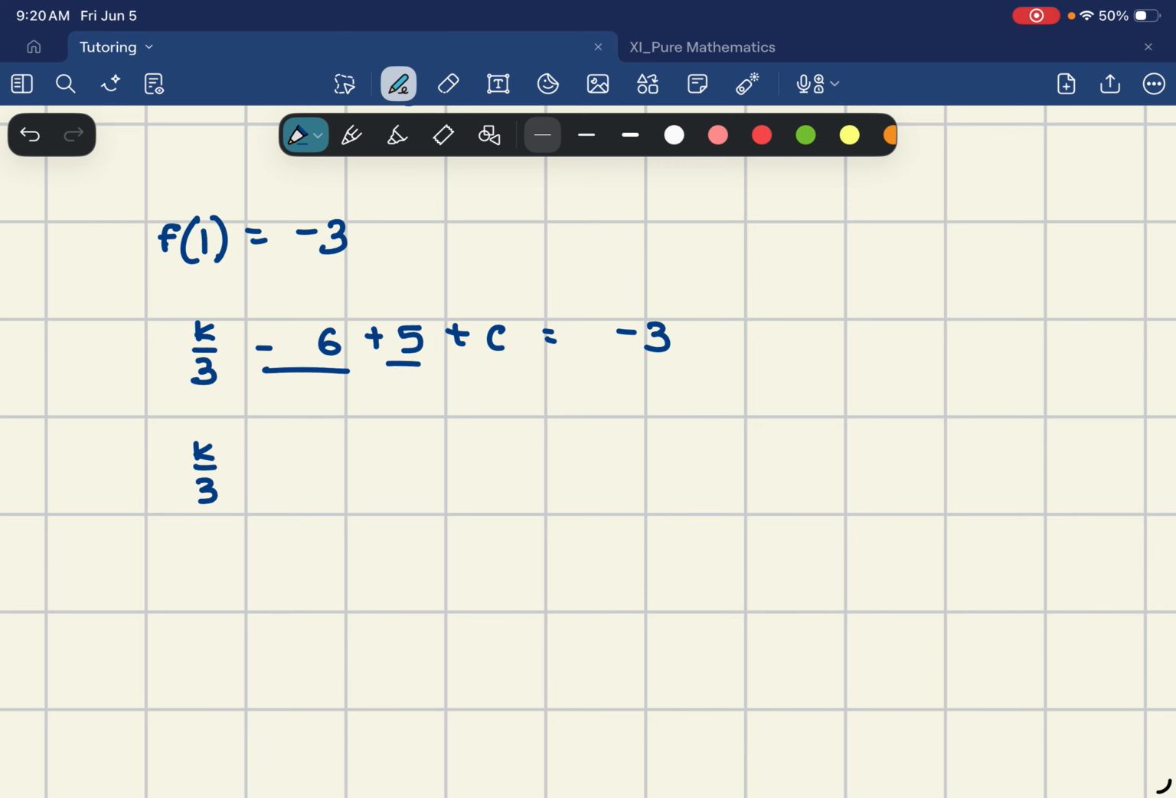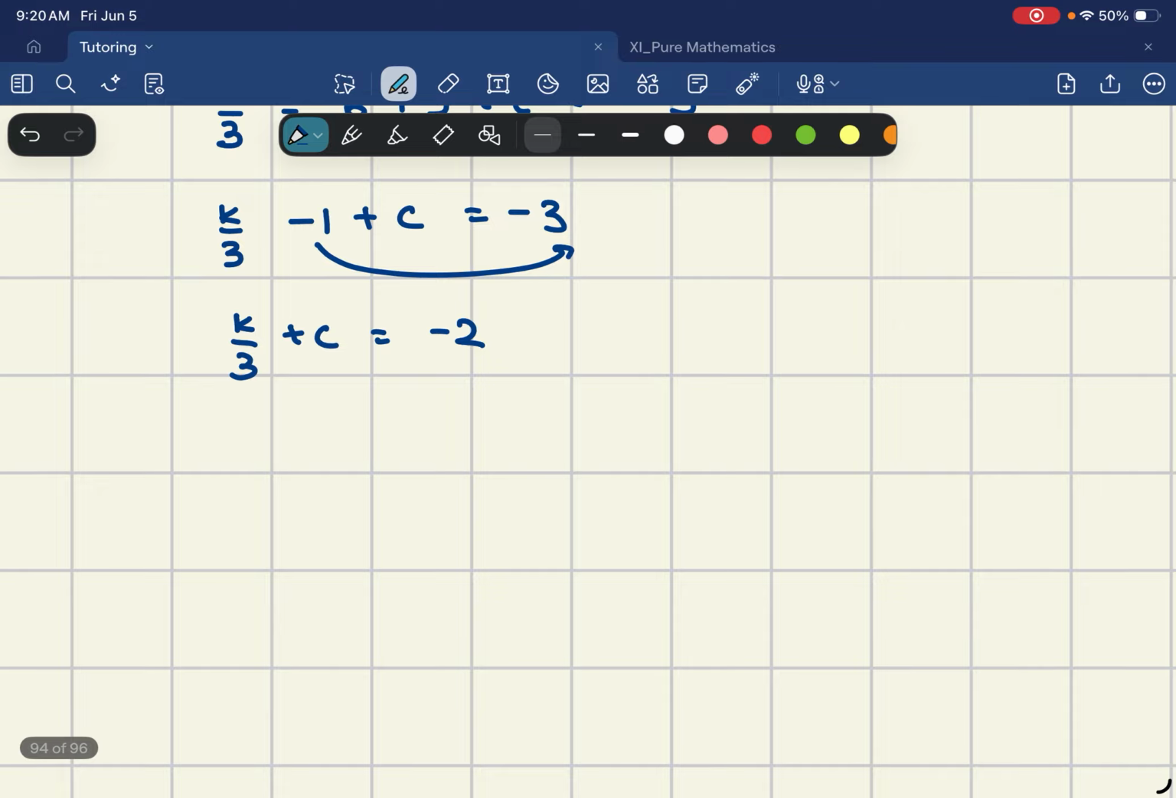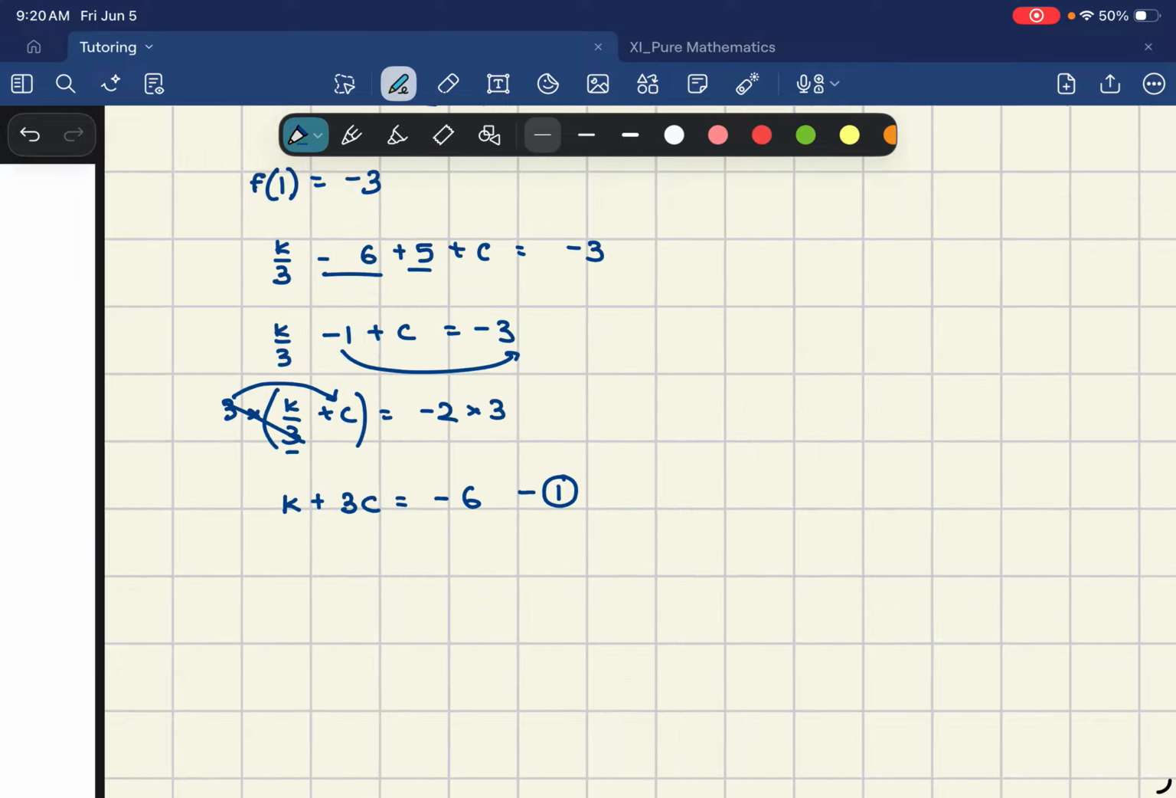Minus 6 plus 5, that is minus 1. If I add 1 on both sides, I'm going to get negative 2. Now I need to multiply by 3 on both sides. So if I multiply by 3 on this side, this will cancel out, but I need to multiply here as well. So I get k plus 3c. And then if I multiply by 3 here, I'm going to get negative 6. So that is going to be the first equation.